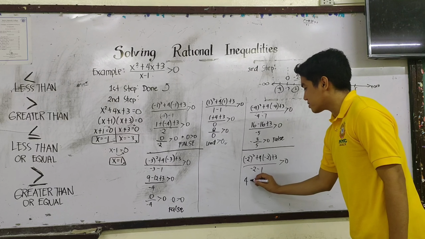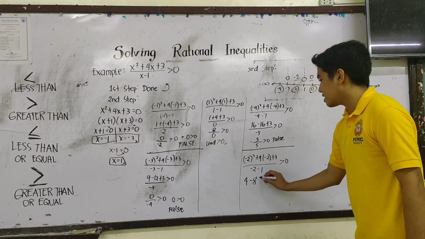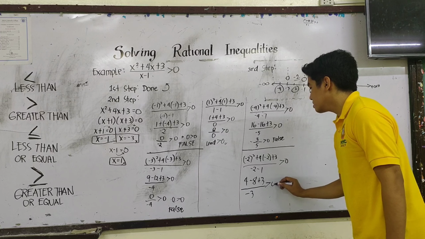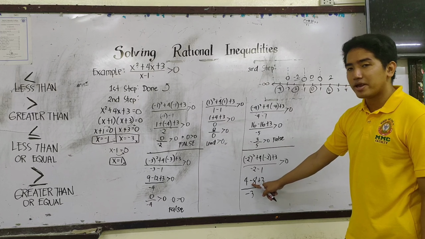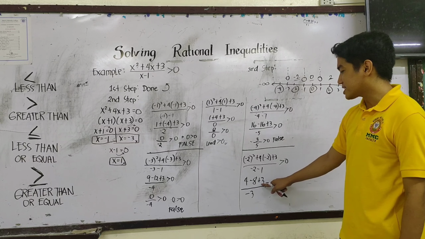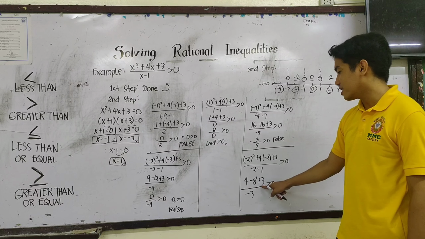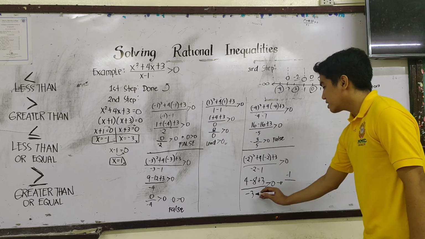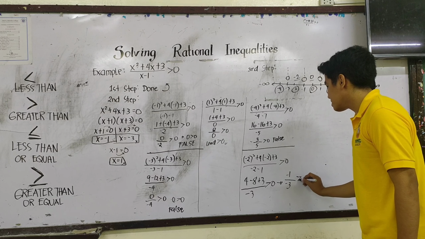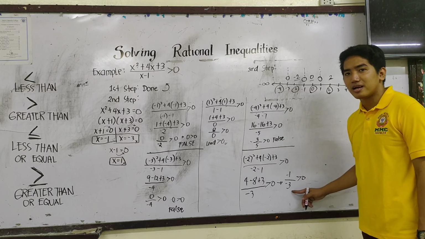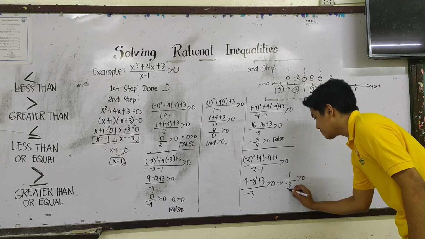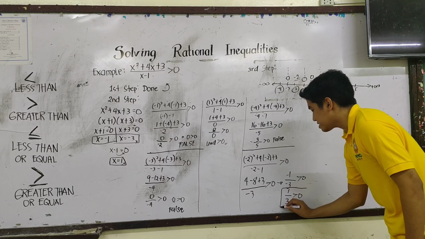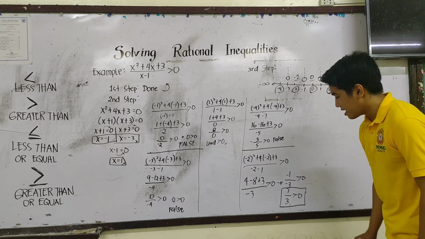4 times negative 2 is equal to negative 8. Then plus 3, all over negative 3, is greater than 0. So 4 minus negative 8 is equal to negative 4, plus 3, it is equal to negative 1, all over negative 3, is greater than 0. So negative 1 divided by negative 3 is equal to positive 1 over 3. It's greater than 0. Since 1 over 3 is greater than 0, it is true.